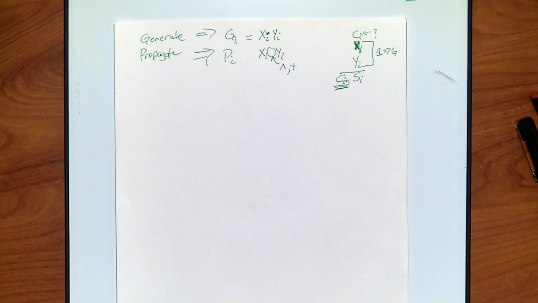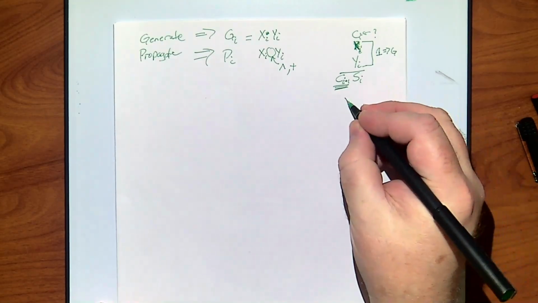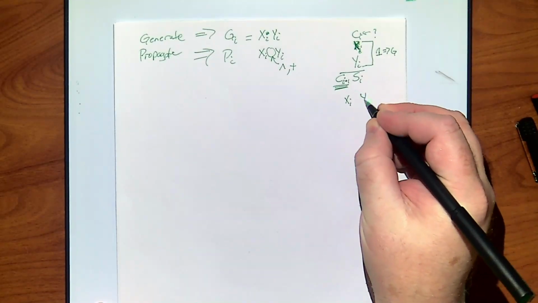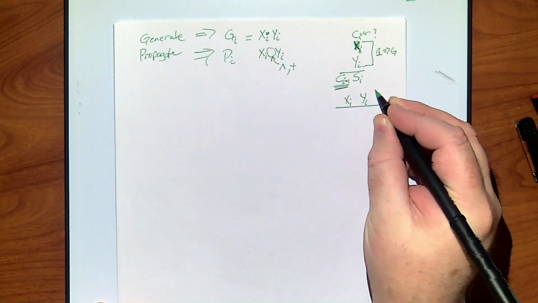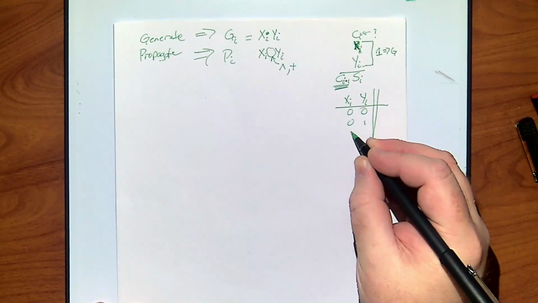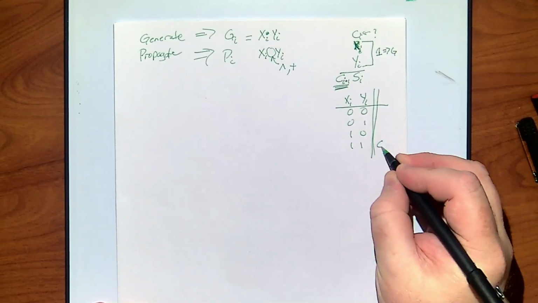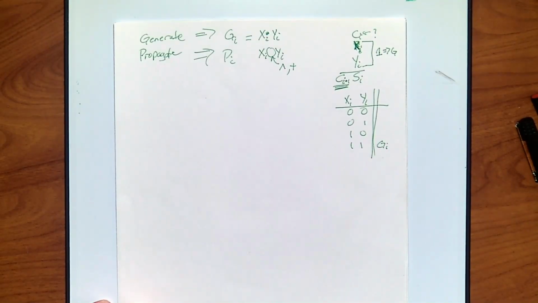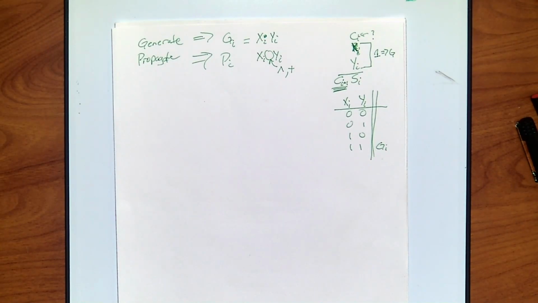So we point case, right? When I'm looking at this, there are four possibilities for your xi and your yi: 0,0; 0,1; 1,0; 1,1. Generate takes care of this case. Right? And it doesn't matter.